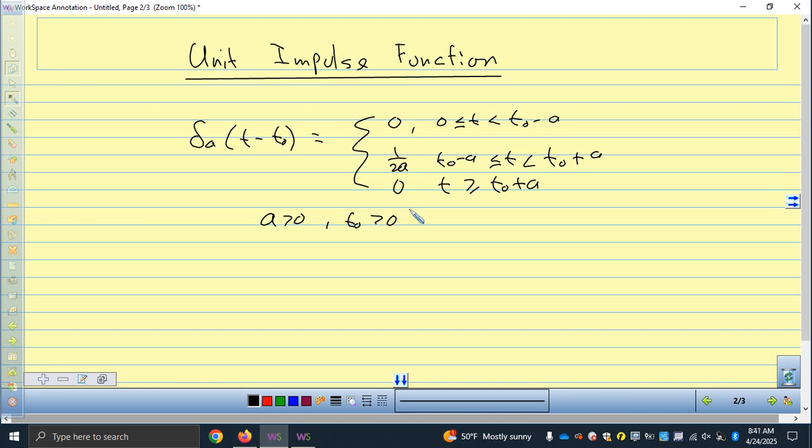So the way we think of this function, we think of a being very small. So the function has a very large magnitude that acts for a very short amount of time. Some of the physical examples that we typically talk about: someone hitting a golf ball with a driver, a very large force acting for a very small amount of time. Or a baseball bat hitting the baseball. Or hitting something with a hammer.